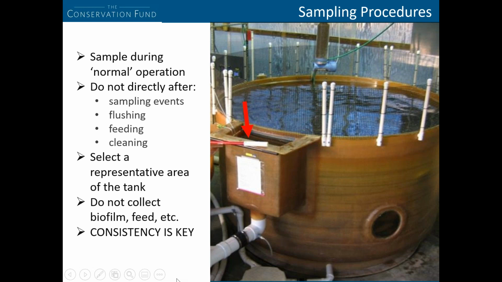You always want to select a representative area of the tank when collecting samples. We routinely collect from the side box of a tank, which is denoted with the red arrow in the picture there. However, if you don't have a side box, that's no problem. You just want to be sure to collect away from aeration and not too close to your tank wall because you don't want to collect biofilm or feed in your water samples.